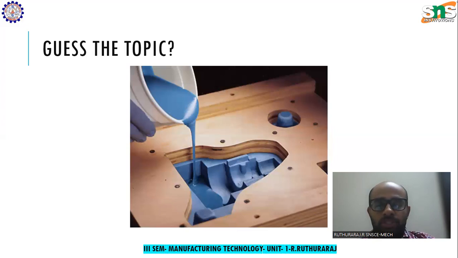Getting back to the topic, today we'll be discussing sand casting. There are different types of casting processes available in manufacturing. One particular type of casting is called sand casting. So what are the significant points of the sand casting process? That is what we'll be discussing in today's topic.